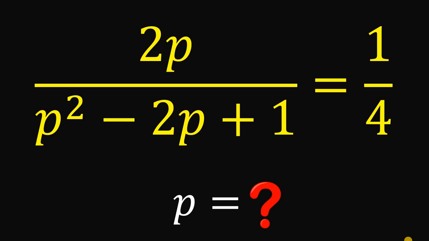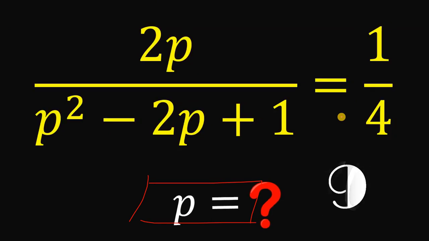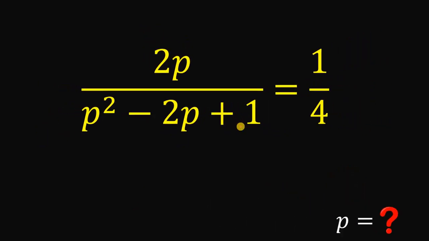For today's video, we will answer a math challenge given by one of our followers. And the question goes like this. What is the value of p that satisfies this equation 2p over p squared minus 2p plus 1 equals 1/4? Now you can pause this video if you want to give this problem a try. And now, let's answer this question together.